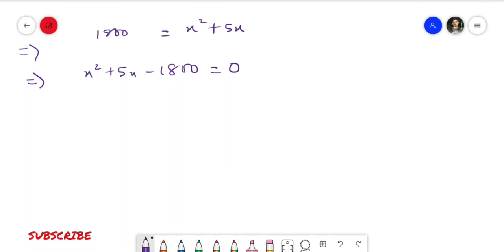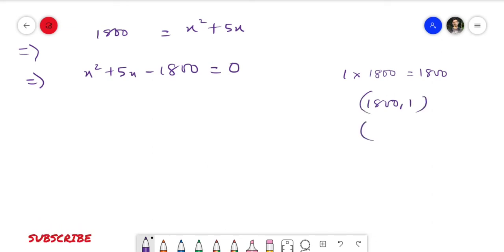So we'll see this one. 1800, we have to get 5. 1 into 1800 is 1800, isn't it? So it's a bigger number. Otherwise, we can do like this: 1800 and 1. So we'll sort it out. 1800 half is 900. And because we have divided with 2, 1 into 2 is 2. 900 half is 450. So I'm dividing with 2, so that will be 2 into 4. It's this one only.